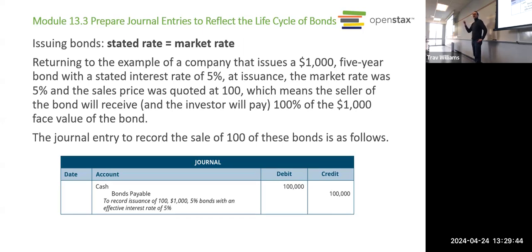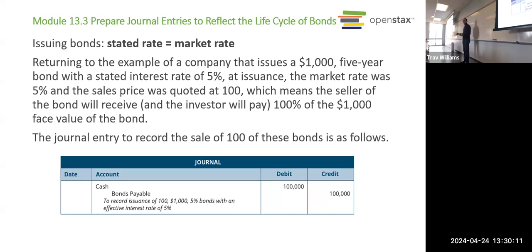At par. Like in golf. Not that I'm a golfer. But that's a golf term, right? Yeah. So if you sell the bond at par, that means the amount you collected was the same as the face value. And the reason for that is because the interest rate you're offering is the same rate that a similar bond would sell for in the market.